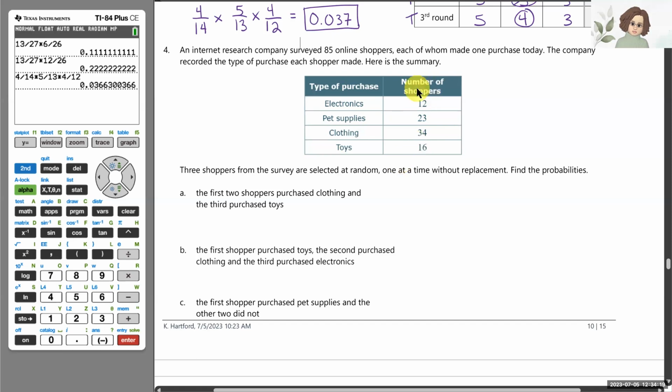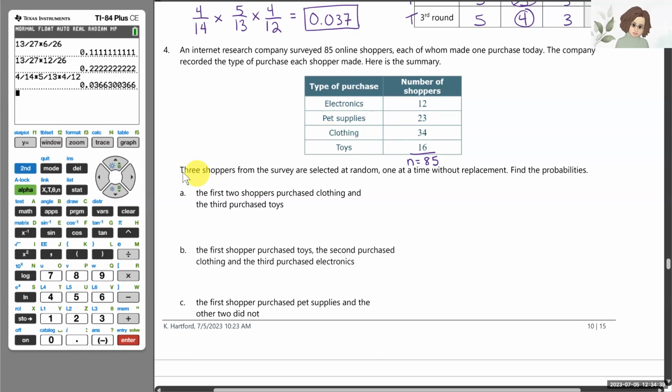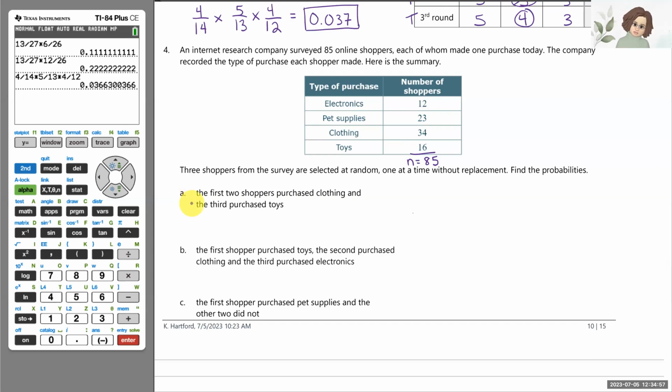All right, so first, I want to figure out in total how many shoppers there are. If we add the number of shoppers for each type of purchase there, that will be 85. At the bottom here, I'm just going to write N is 85 total. And then we'll pick a shopper at random, actually 3 shoppers at random, 1 at a time without replacement. And we'll find the probability that the first 2 shoppers purchased clothing and the third purchased toys.